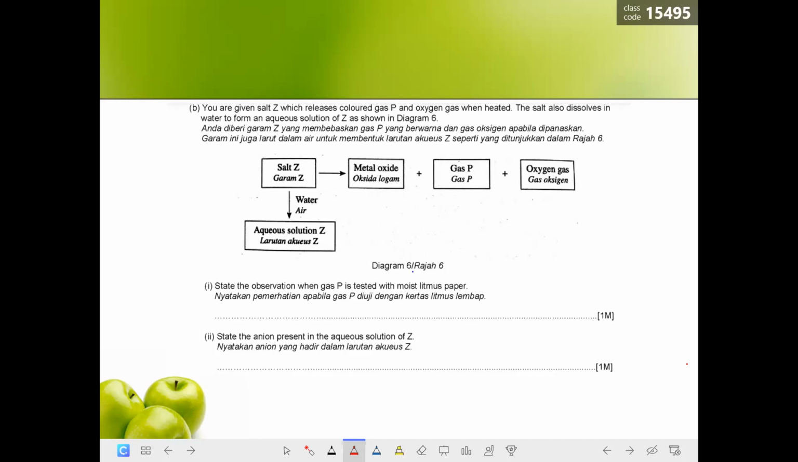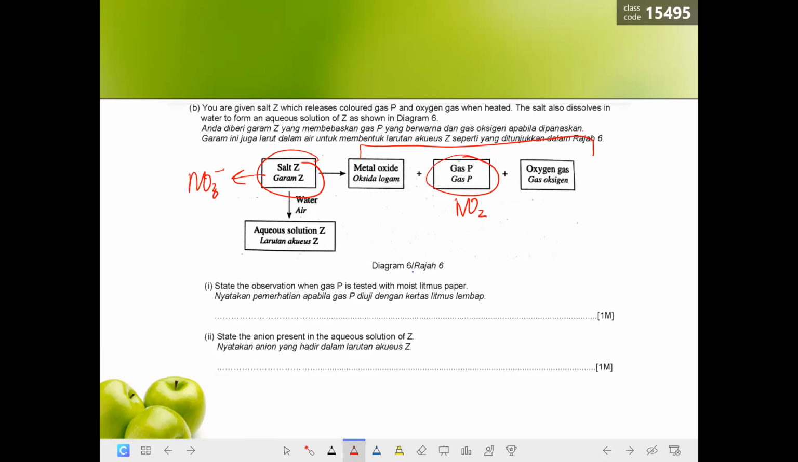Okay, can we do together? Okay, we do together. What do you think is gas P? NO2. Very good. NO2. And anyway, here you are getting 3 products. If you know you got 3 products, my salt Z must have what? Nitrate. Very good. I must have nitrate.